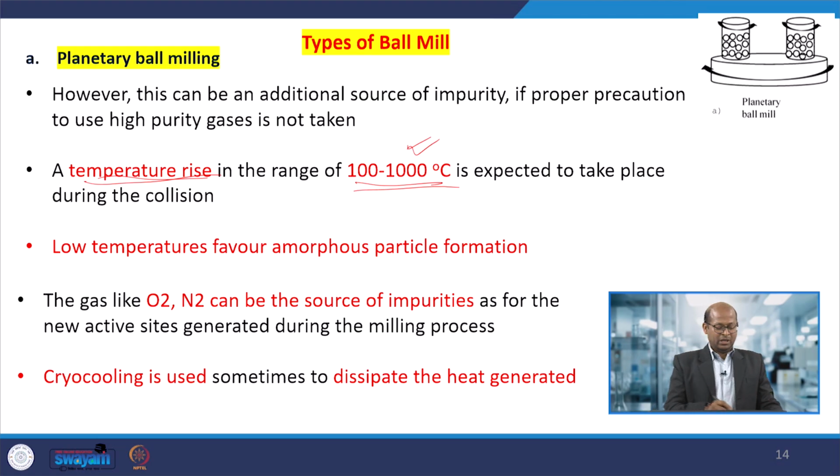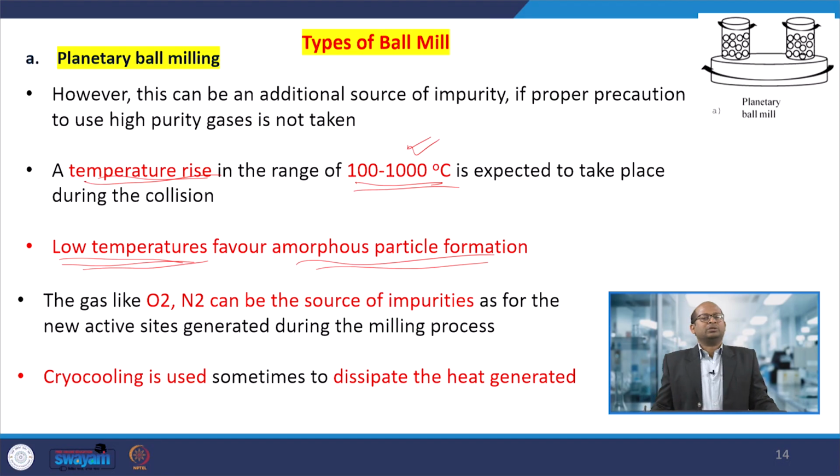Agglomerations would be there, and low temperatures are desirable when we are doing the milling, because at low temperatures amorphous particles are formed. Otherwise, if the temperature increases during the milling process, then agglomerations and larger crystallized particles are formed. So, we have to keep that in mind when we synthesize any materials using planetary ball mills. Also, as I said, temperature rise is there.